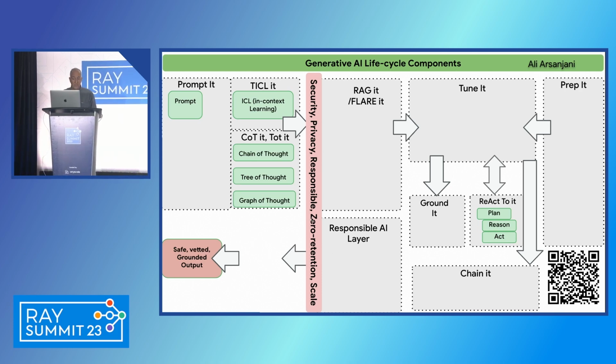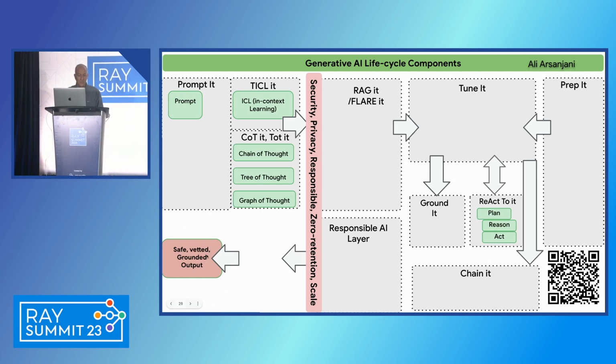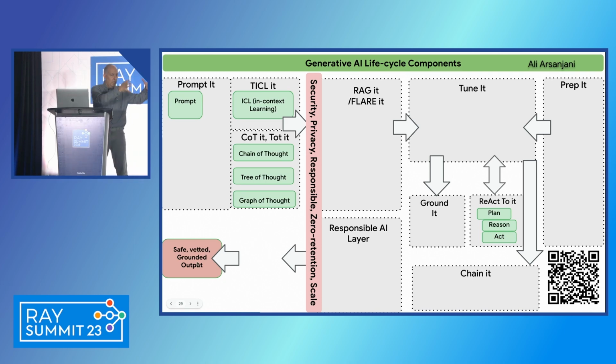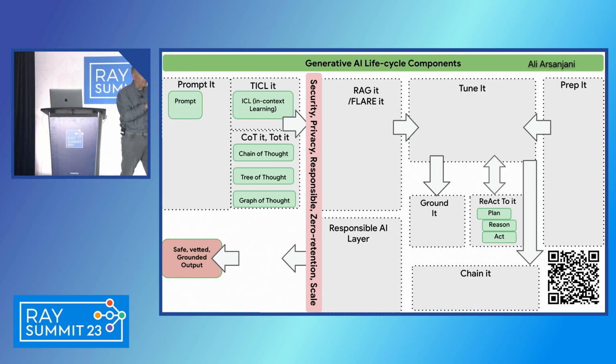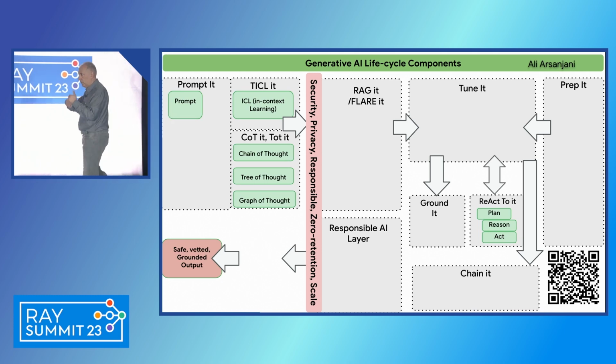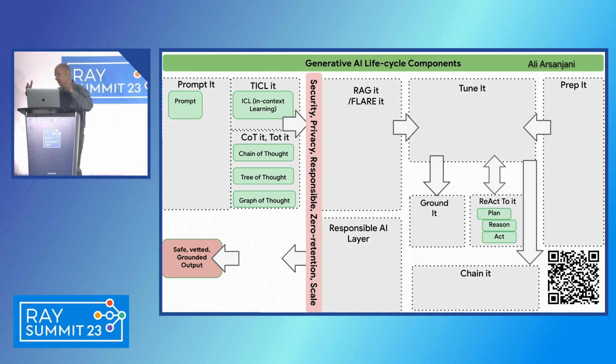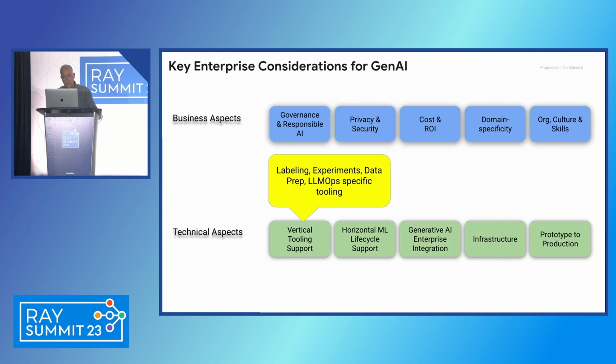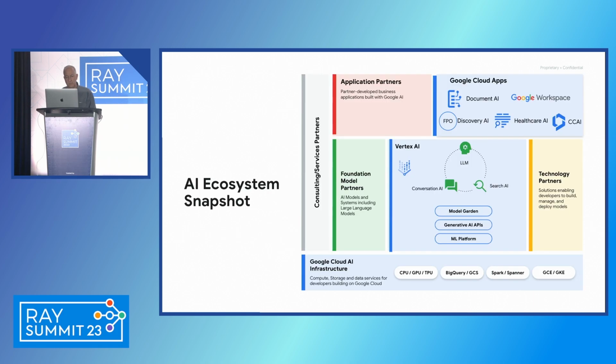And finally, you basically make sure that everything goes back through a responsible layer so that the security, the privacy, the zero retention is all in play as you give it back as a safe and vetted, grounded output. So this is the storyline. We need to know that these things exist and checklist them as an enterprise application. It's no longer just the fun and games of, okay, I'm going to go to Bard and ask for whatever. You're going to go and build an application that's going to be impactful for the business. So some of these vertical tooling capabilities are going to be extremely important.